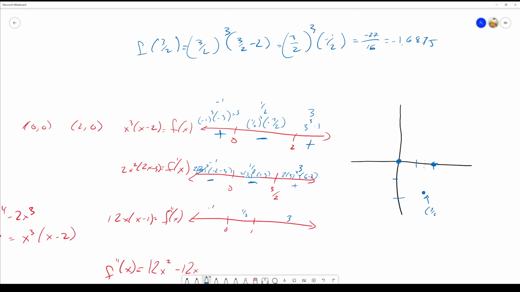So if this is negative 1 and this is negative 2, that tells me this is the point 3 halves, negative 1.6875. That tells me that this thing has a turning point there. Because since f prime is negative, the original function f of x is going to be decreasing, decreasing, increasing. At 0, you're going to have a horizontal tangent line. And at this point, you're going to have a horizontal tangent line. And 3 halves is going to be a local minimum.